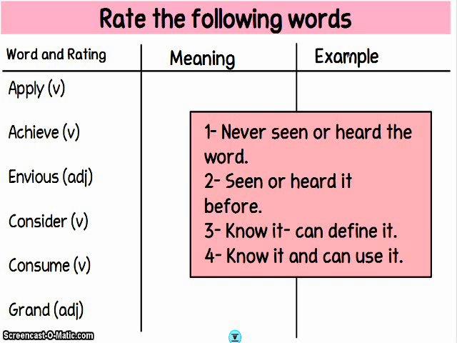And remember, we're rating them using a 1 through 4 scale. 1 is if you've never seen or heard the word before. 2, you've seen or heard it before, but you don't know what it means. A 3, you know the word and you could give a definition for it. And 4 is you're an expert at that word. You know it, you could give a definition, you can use it in many different sentences. You even use this word currently in your writing and in your oral language.